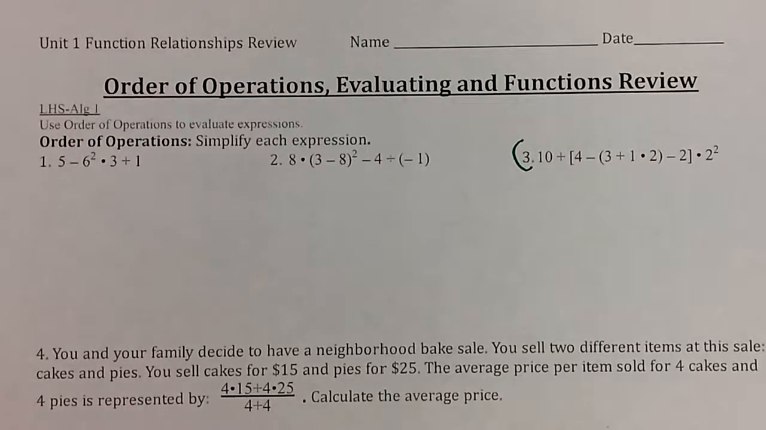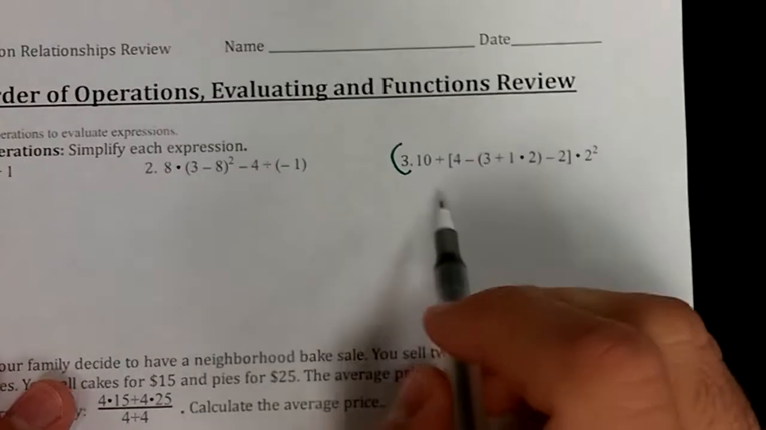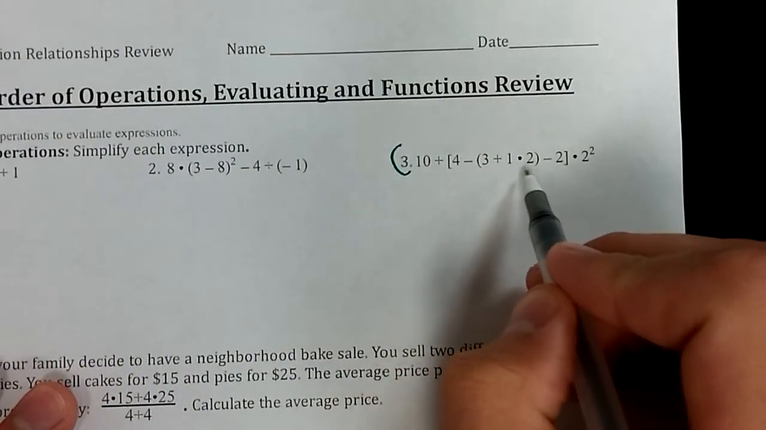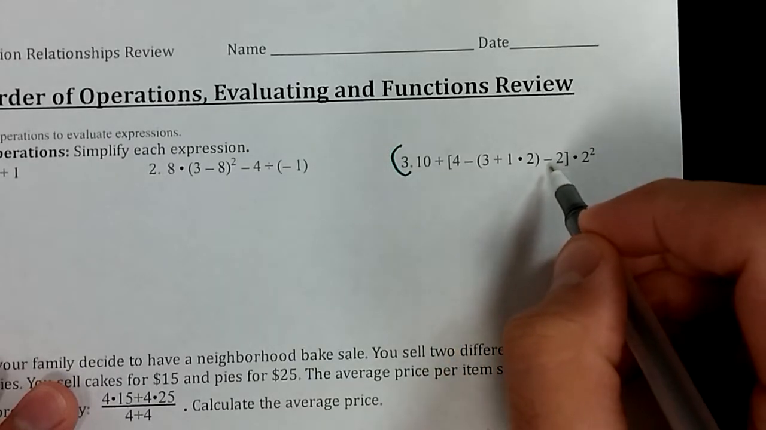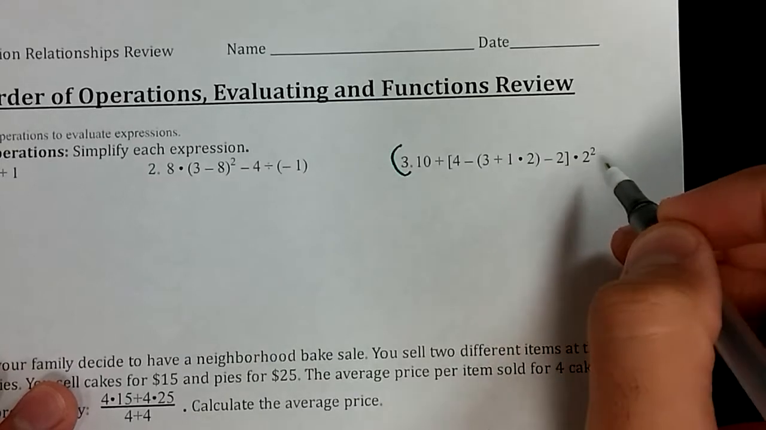In this video, we're going to go over some select problems from the order of operations, evaluating, and functions review. We're going to start with the order of operations standard. We're going to do number 3 in this video. So number 3 says 10 plus bracket 4 minus quantity 3 plus 1 times 2, close parentheses, minus 2, close bracket, times 2 to the power of 2.